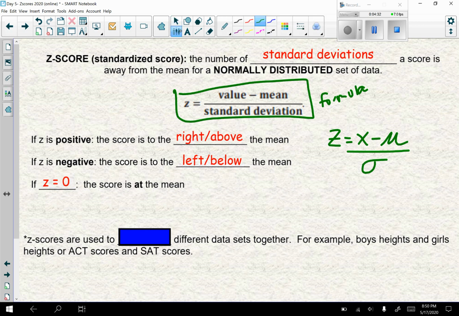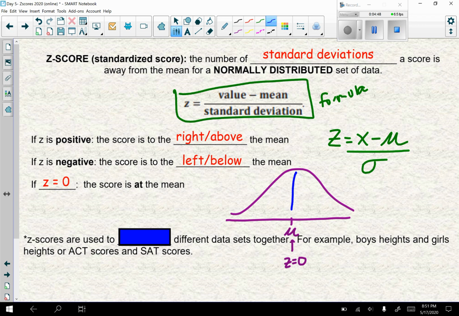So let's draw a little picture here. Here is my normal curve. Here's my mean. So at this point here, that's z equals 0. And everything this way to the right of the mean or above is a positive z value. And then everything to the left is a negative z-value.